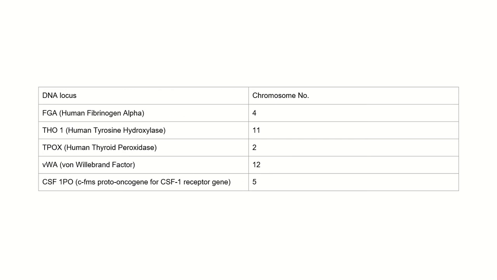The various DNA loci and the chromosome numbers on which they are present: FGA, human fibrinogen alpha, is present on chromosome number 4. THO1, human tyrosine hydroxylase, is present on chromosome number 11. TPOX, human thyroid peroxidase, is present on chromosome number 2. VWA, von Willebrand factor, is present on 12. CSF1PO, the c-fms proto-oncogene for the CSF1 receptor gene, is present on chromosome number 5.